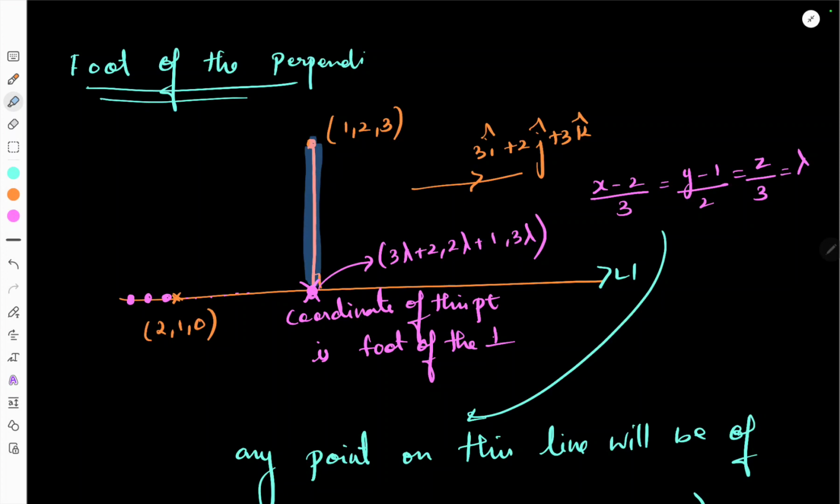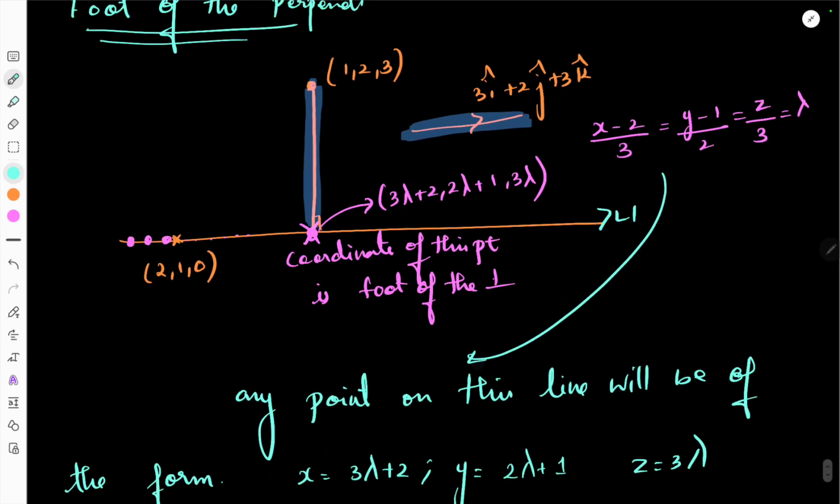We had to subtract the coordinates: x2 minus x1, y2 minus y1 and z2 minus z1. This vector is perpendicular, which means the dot product will be 0. From there we will get the value of lambda. So we will do that now.